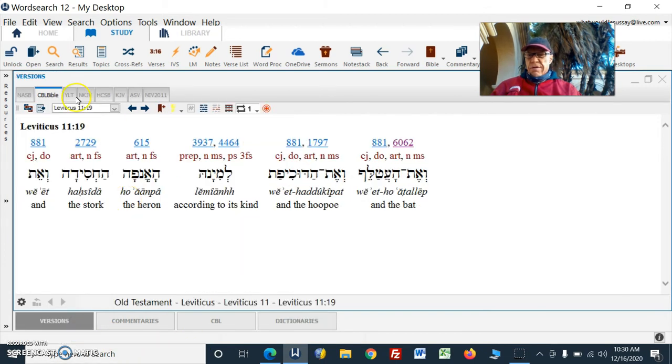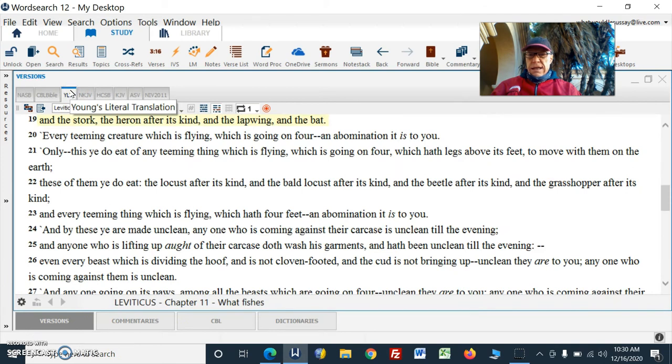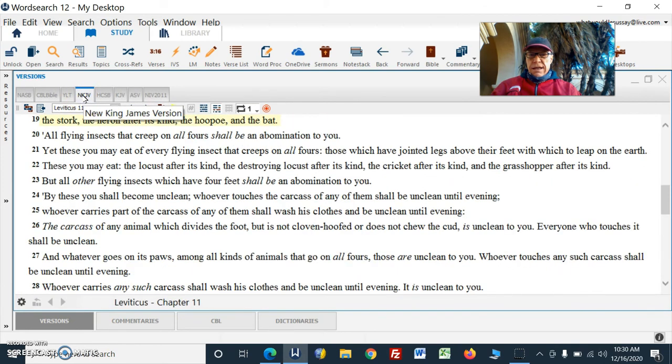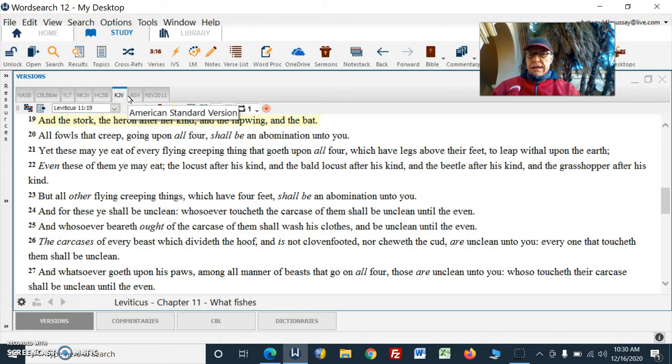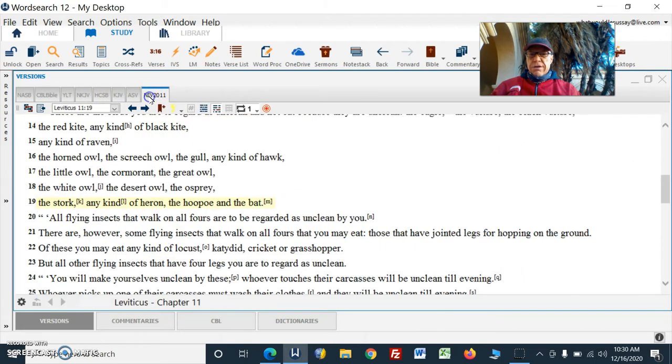All of the versions here have bat. And the bat, and the bat, and the bat. I don't see any problem here. It's not classified with him. It's classified as something you shouldn't eat.